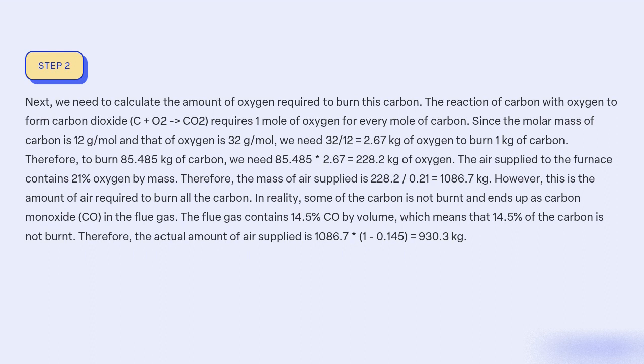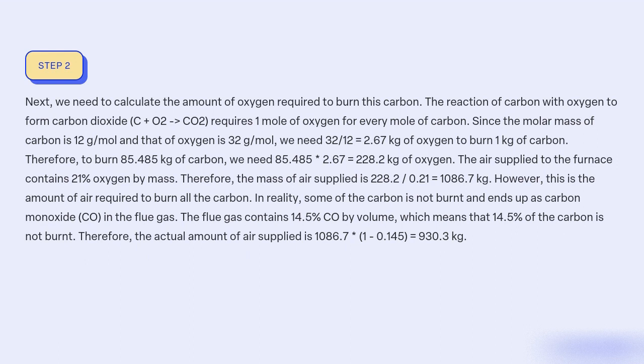Next, we need to calculate the amount of oxygen required to burn this carbon. The reaction of carbon with oxygen to form carbon dioxide, C + O2 → CO2, requires 1 mole of oxygen for every mole of carbon. Since the molar mass of carbon is 12 g/mol and that of oxygen is 32 g/mol, we need 32/12 equal to 2.67 kg of oxygen to burn 1 kg of carbon. Therefore, to burn 85.485 kg of carbon, we need 85.485 * 2.67 equal to 228.2 kg of oxygen.